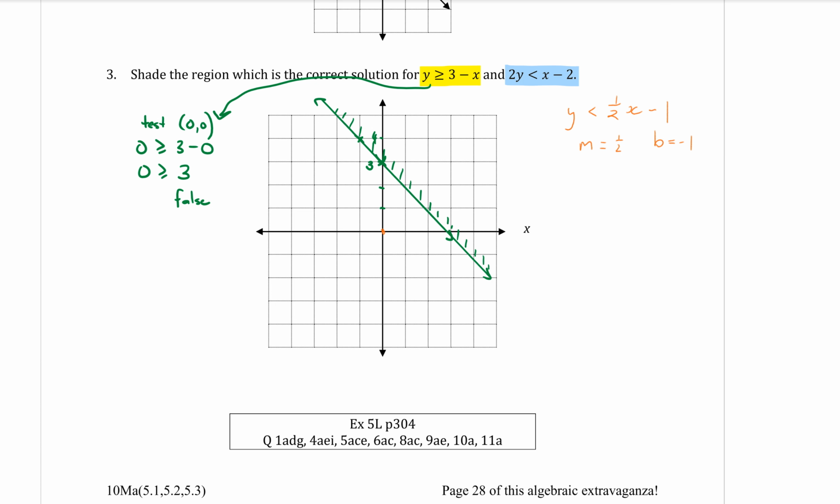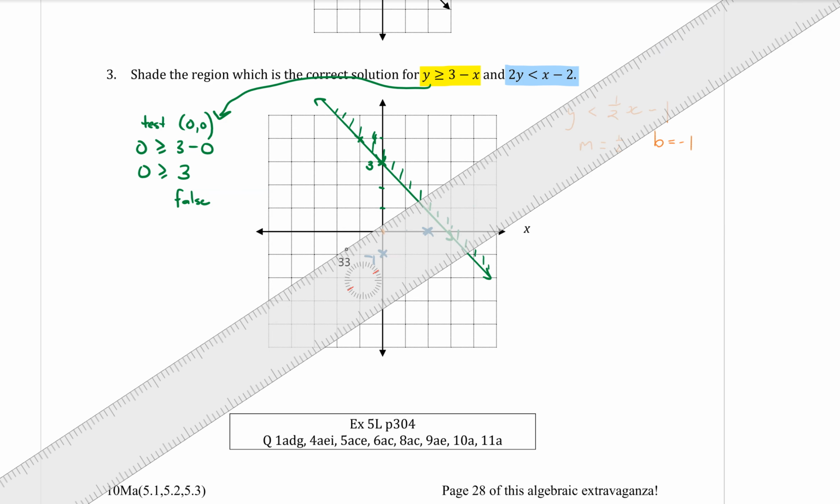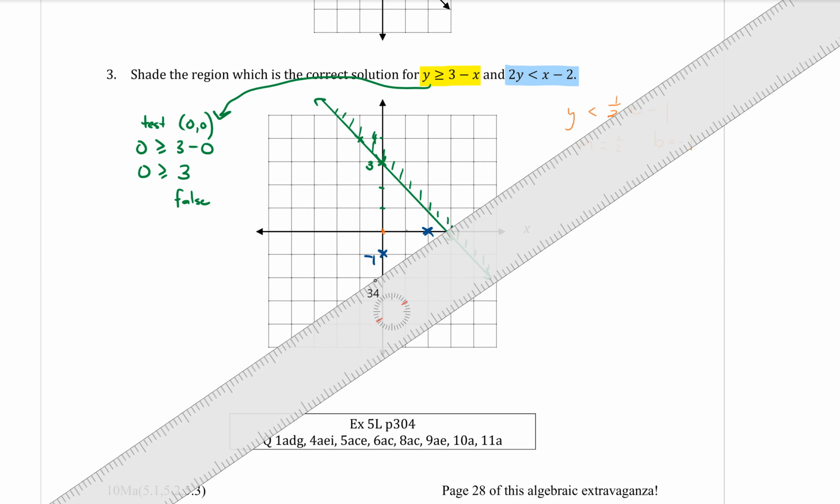So let's plot those on the graph. Starting with the y-intercept, negative 1 down here. Then the gradient of a half means we rise 1, run 2 to the positive side. So up 1, across 2, intersects there. Okay, we're going to draw a line, but what kind of line? Dotted or solid? Dotted, because this one didn't have the equal to sign on it.